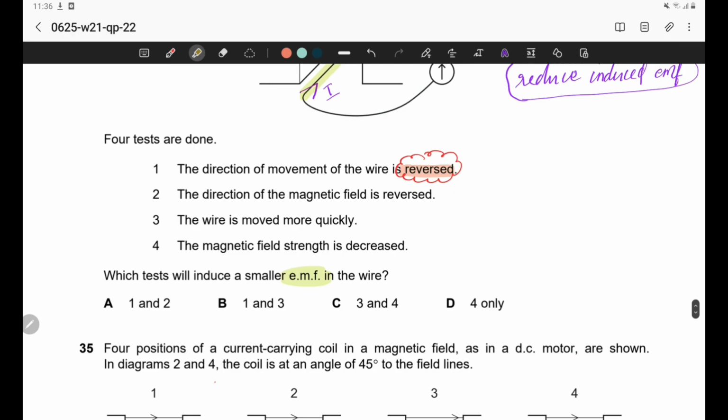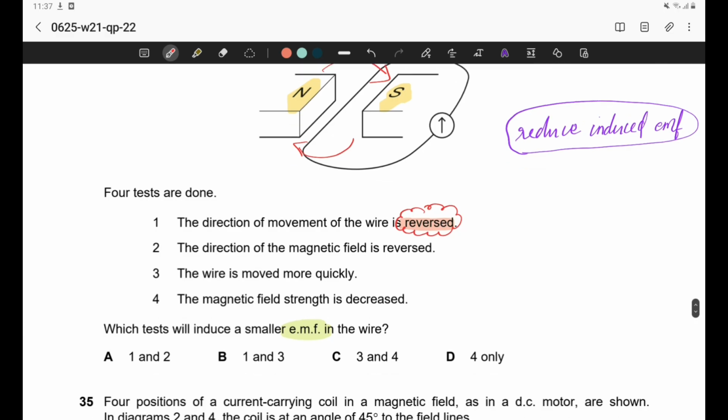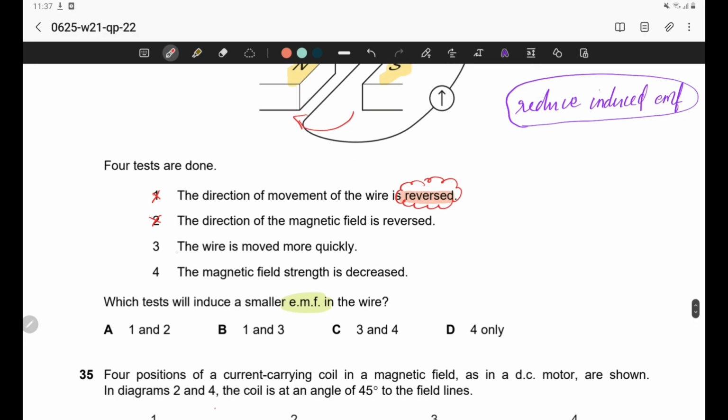Let's look at the second test. The direction of the magnetic field is reversed. So instead of the north and south pole in this direction, reversing the magnetic field also results in an EMF in the opposite direction. It's not going to reduce the induced EMF. Therefore, options 1 and 2 are not correct, as they are not going to give a smaller induced EMF. Option 3 says the wire is moved more quickly. The more quickly the wire moves, the more induced EMF it will produce.